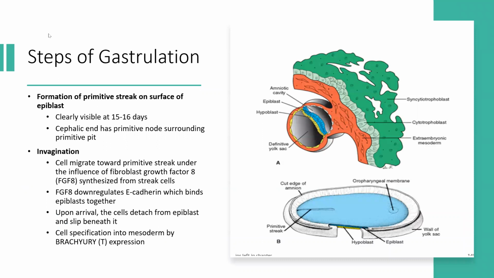All right, so at this stage of development, we have the amniotic cavity, we have the epiblast, the hypoblast, the definitive yolk sac, and the epiblast and the hypoblast make up the bilaminar disc.